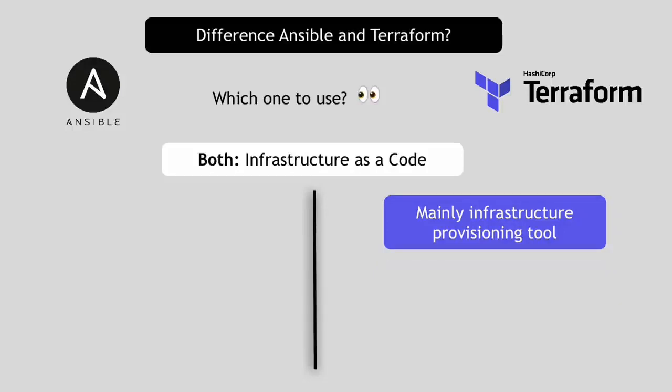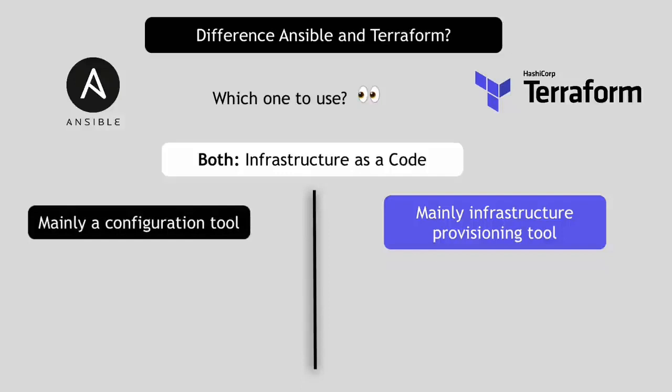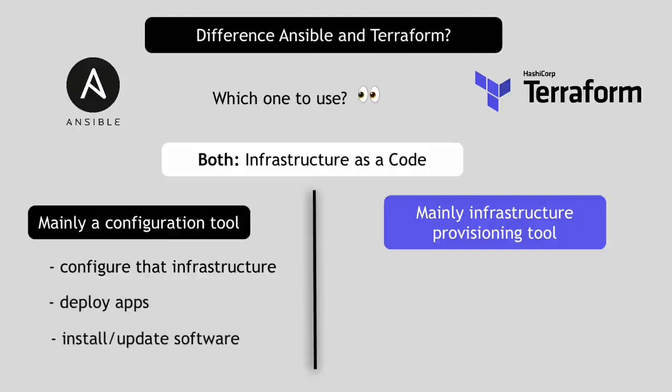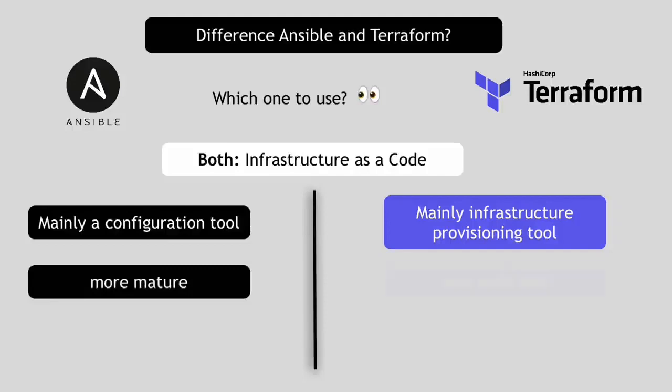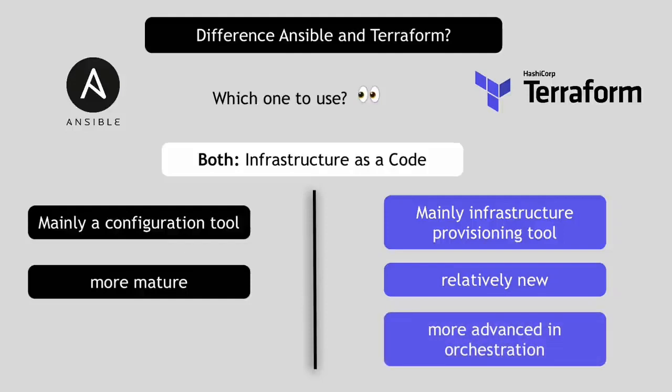Ansible, on the other hand, is mainly a configuration tool. So once the infrastructure is provisioned and it's there, Ansible can now be used to configure it and deploy applications, install and update software on that infrastructure, etc. So as you see, there are overlaps of what each tool does, and this creates the confusion. Other differences to consider in terms of those overlaps are Ansible is more mature and Terraform is relatively new, and because of that, it's also changing dynamically. And Terraform is much more advanced in orchestration.